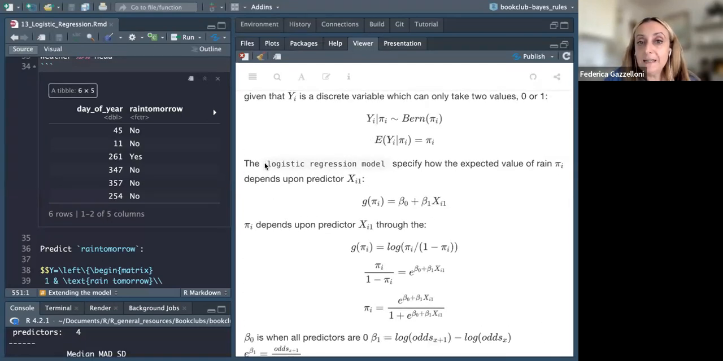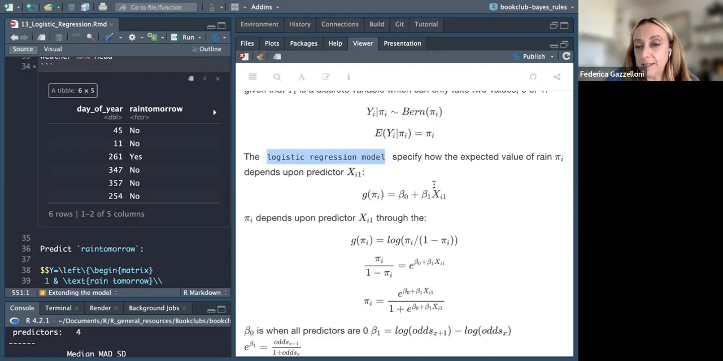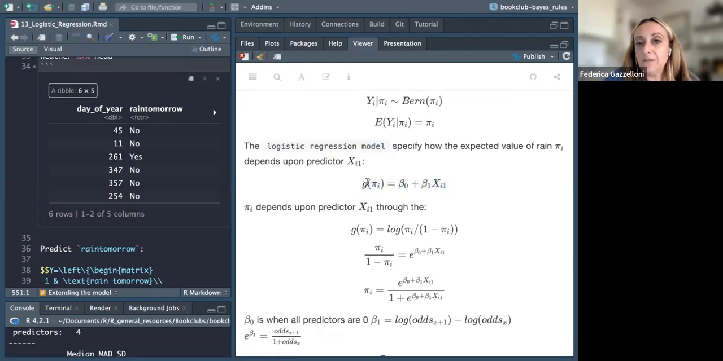So the logistic regression model specifies how the expected value of rain depends upon the predictor. Let's imagine that we use just the humidity at 9 a.m. This is going to be our first scratch. We have a function of the probability that it will rain or not rain, and this is the result of our model equation.